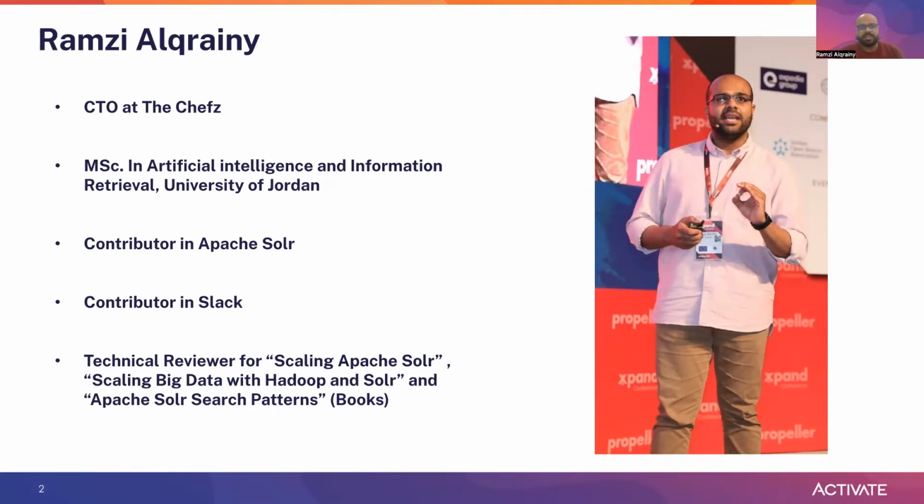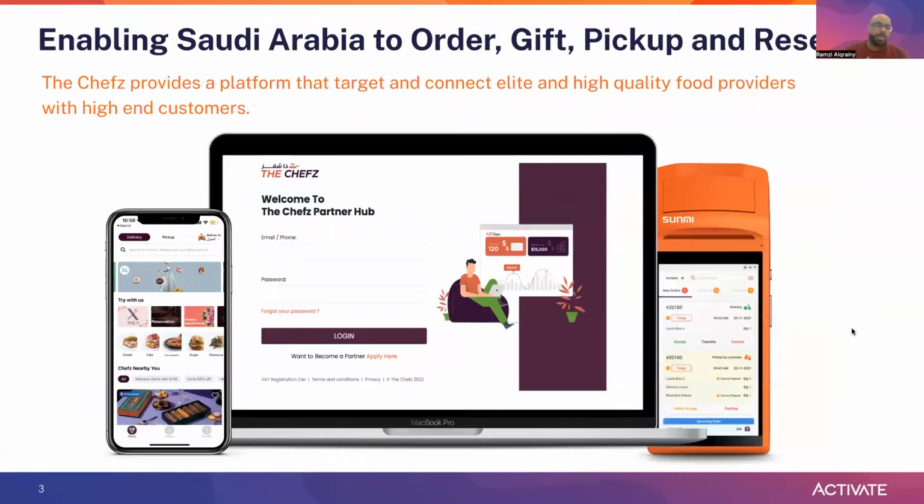I have a master's in artificial intelligence and information retrieval, focusing on the Arabic language. I'm a contributor on Apache Solr, a contributor on Slack, and a technical reviewer for 4 books related to Apache Solr, Hadoop, Spark, and others. In our company, we focus on providing our users a seamless experience to enjoy their journey exploring new restaurants and finding a proper restaurant to order from.